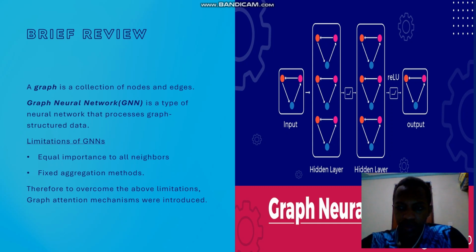However, GNNs have some key limitations. First, they treat all neighboring nodes with equal importance, which can reduce accuracy. And the second one is they use fixed aggregation methods, which do not adapt to different structures. Due to these limitations, they led to the introduction of attention mechanisms, as we are going to talk about in the next slide.